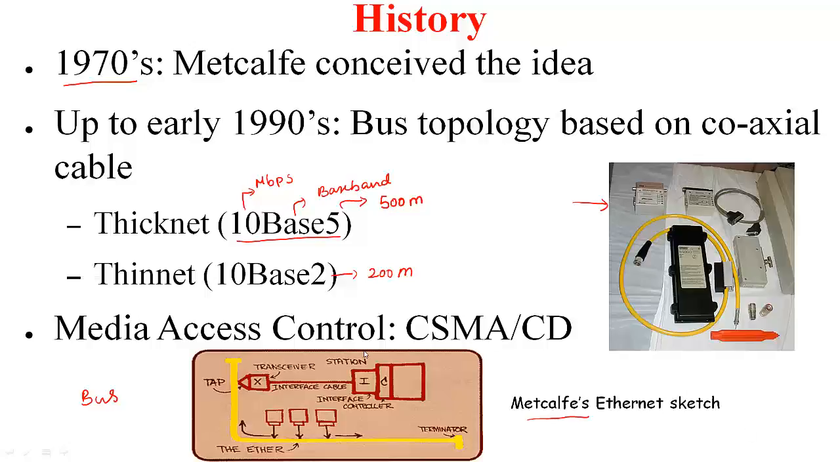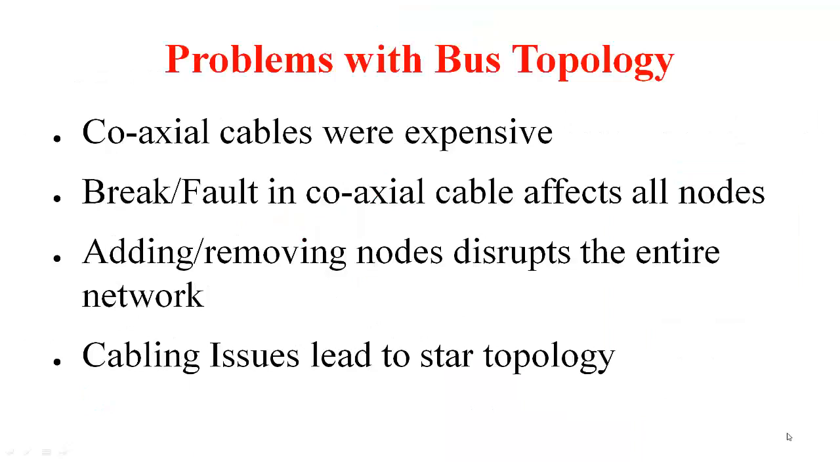Since many nodes share the bus topology, there is a need for media access control, and Ethernet employs a media access control called CSMA CD. As I mentioned, I will cover this in detail in another video. So this bus topology had a good run for some time, but then there were many problems associated with it. For one, these coaxial cables were quite expensive.